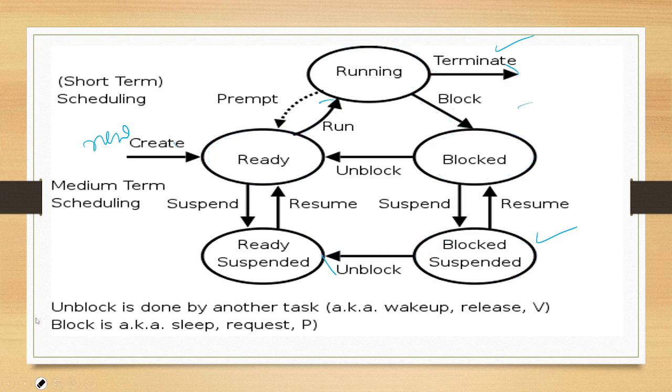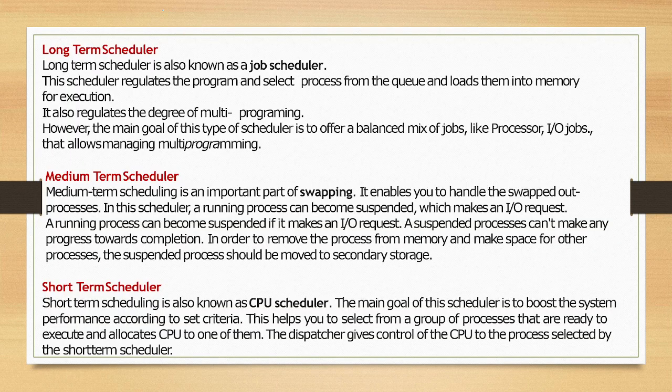Now we will see what the different schedulers are. Right, first one is the long-term scheduler. This long-term scheduler is also known as the job scheduler. Right, what is it doing? This scheduler regulates the programs and selects processes from the queue.